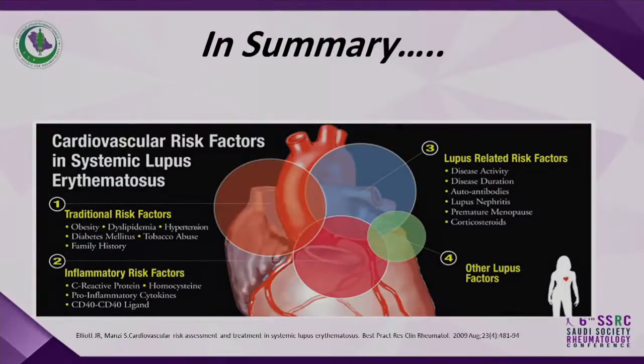This is the risk factor that we should all think about when we handle the patient with lupus. We should always think about the traditional risk factors, inflammatory risk factors, and lupus-related risk factors. And we should always think about the traditional and non-traditional risk factors whenever we are managing the patient. You should not bother yourself about the biomarkers because most of it is at the level of experimental studies nowadays.